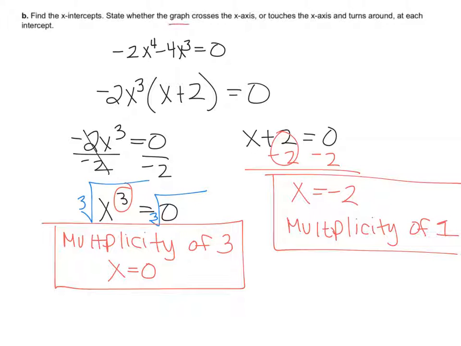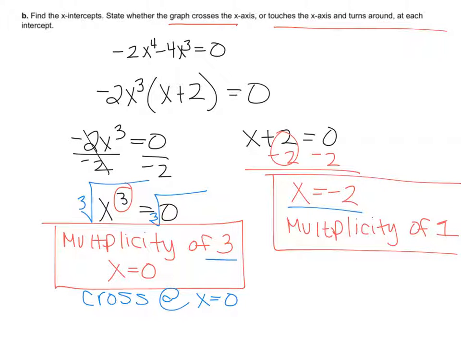Now I want to know if the graph crosses the x-axis or touches and turns around at that point. If I look at x equals 0, I can see that I have a multiplicity of 3. That's an odd multiplicity, so I know that the graph will cross at x equals 0. Now if I go to my second zero, I have x equals negative 2, and that has a multiplicity of 1. This is also an odd number, so I know that at x equals negative 2, my graph will also cross.